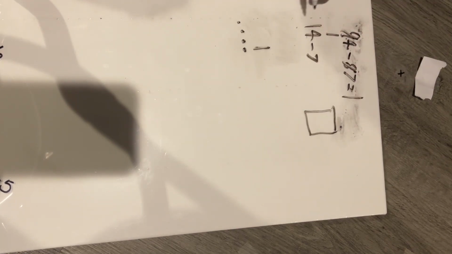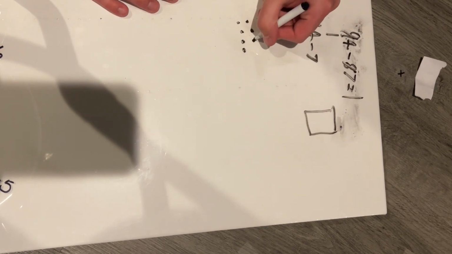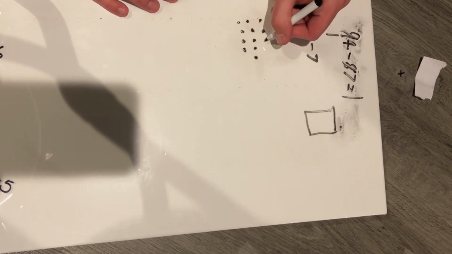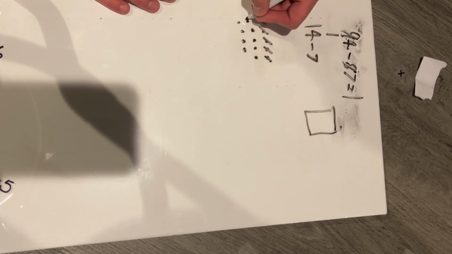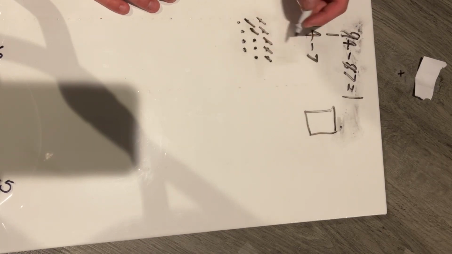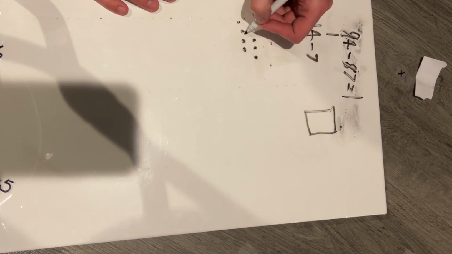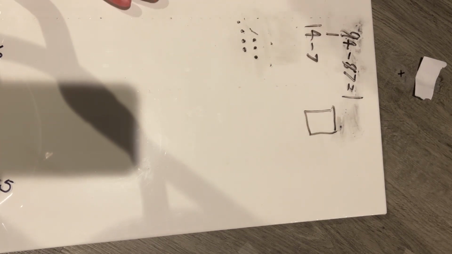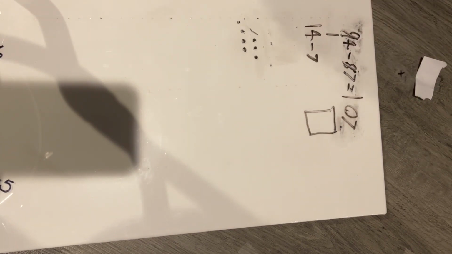And so now we have to break our 10 into ones. 1, 2, 3, 4, 5, 6, 7, 8, 9, 10. Take away 7 of those. 1, 2, 3, 4, 5, 6, 7. We now have a remainder of 1, 2, 3, 4, 5, 6, 7. That is what goes over here, which gives us an answer of 107.